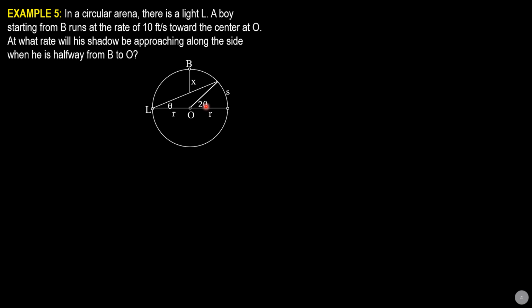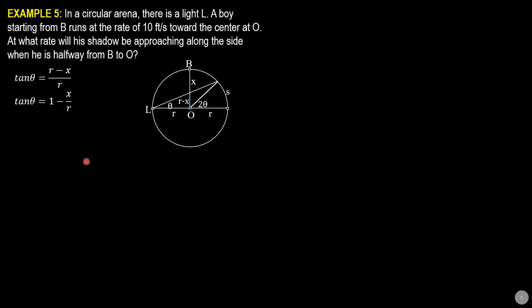Radius times central angle. Likewise, the distance of the boy at any time from the center would be radius minus x. So tangent theta therefore is (r minus x) over r. And we can rewrite that as r over r, 1 minus x over r. So we imagine that this is u. Tangent of theta equals u.